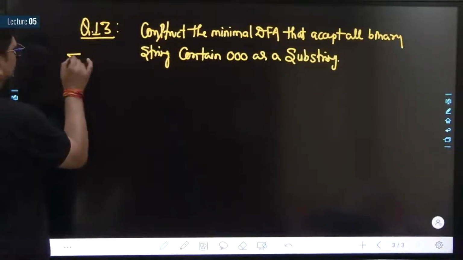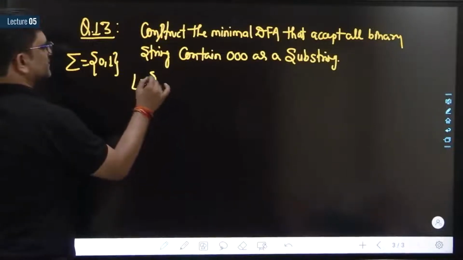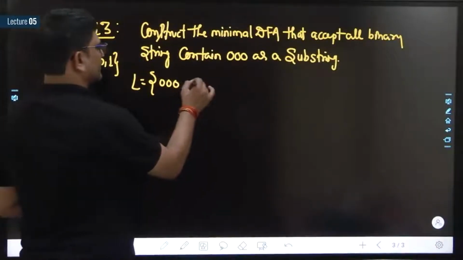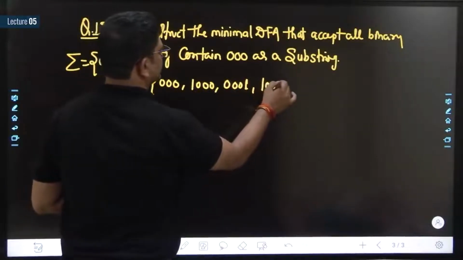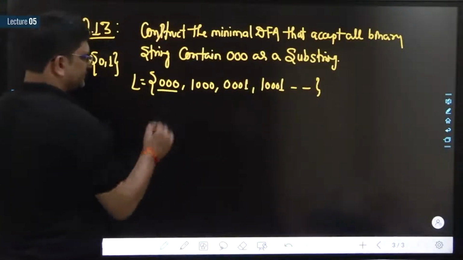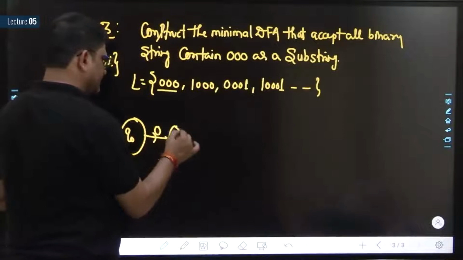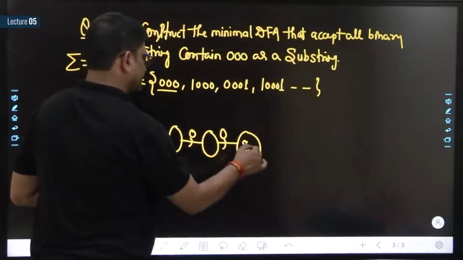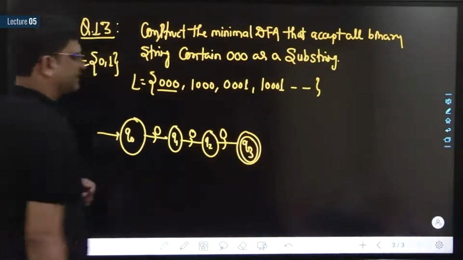What is the input alphabet for this language? Binary means 0 and 1. What is the language? 000 is the minimum length string. 1000, 0001, and many more. Make the skeleton for this string. Q0, 0, 0, 0, Q1, Q2, Q3. This is our final state.